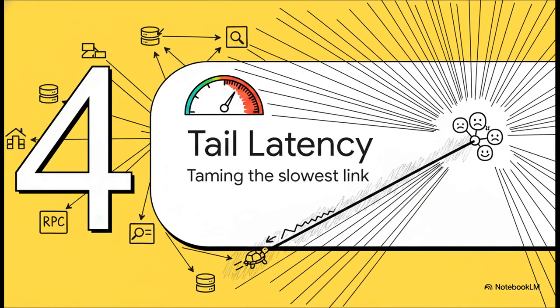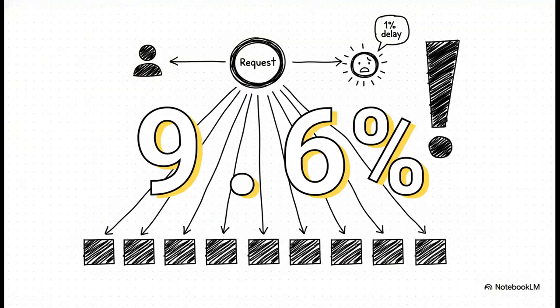Section 4. Taming distributed tail latency. We're talking about the slowest link in the chain. Okay, so we've optimized our queries, we've indexed, we've cached, we're doing great, right? But in modern microservices, a single user request might fan out and trigger up to 30,000 back-end remote procedure calls. Just look at the math on this.